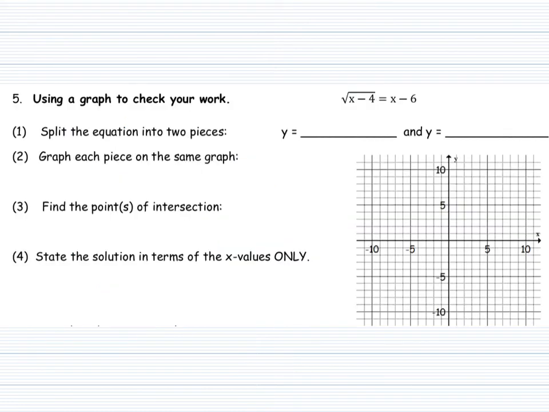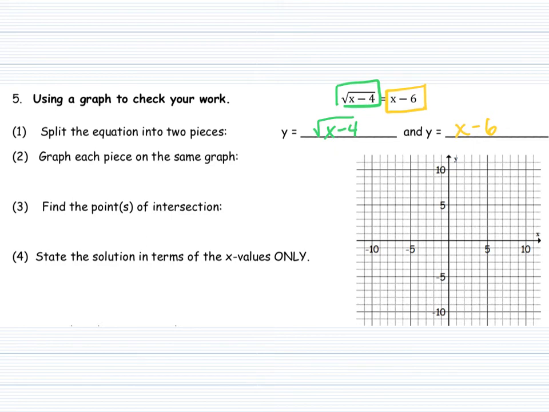All right, so using the graph to check, we're going to take both parts of our equation and we're going to split it. So we're going to take the square root of x minus 4 and make one equation out of it. And the other one, we're going to take just the line x minus 6. We're going to graph both of those on the same grid. So the square root of x minus 4, if you guys remember, that square root was basically a sideways parabola, but just half of it.